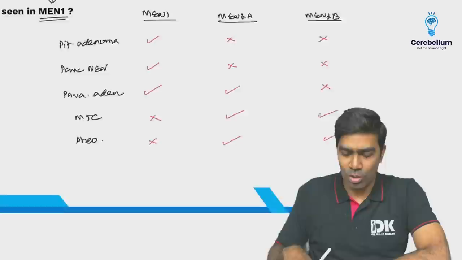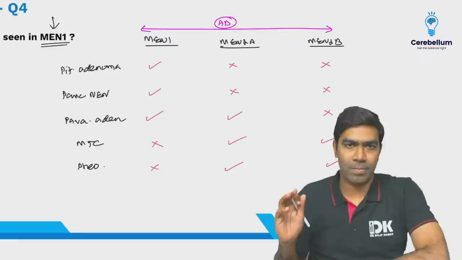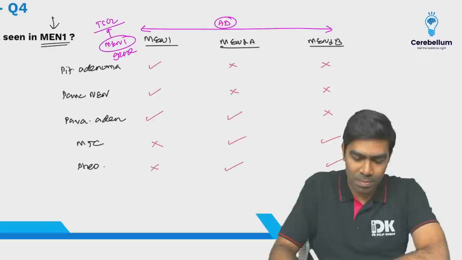All of the MEN syndromes are inherited in an autosomal dominant fashion. MEN1 is due to mutations of the MEN gene that is present in chromosome number 11, which is basically a tumor suppressor gene. I'll repeat, this is a tumor suppressor gene, MEN1.